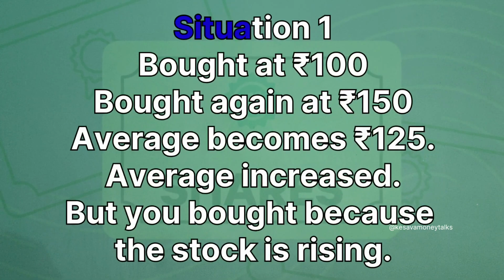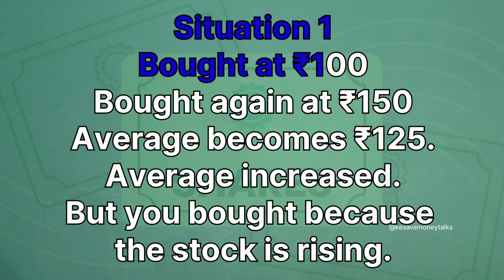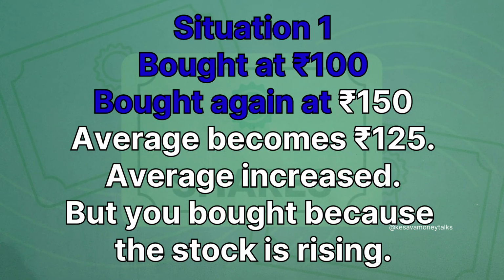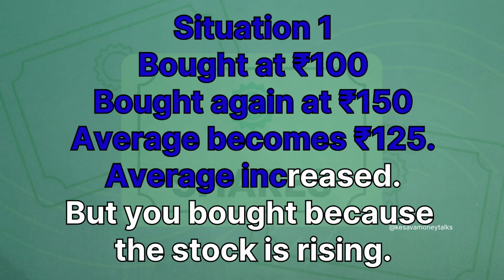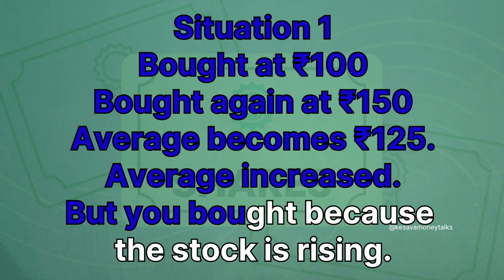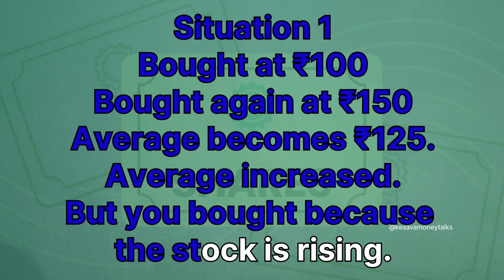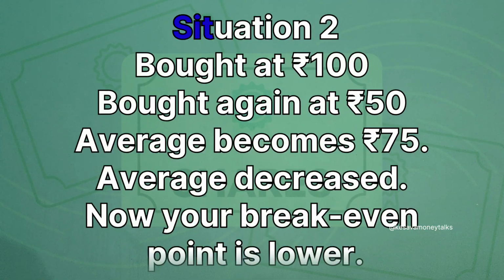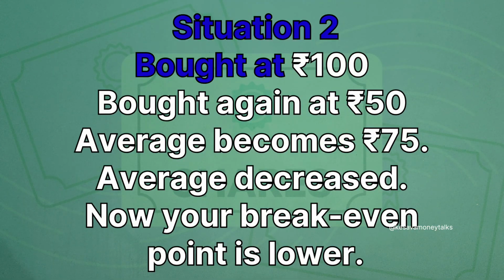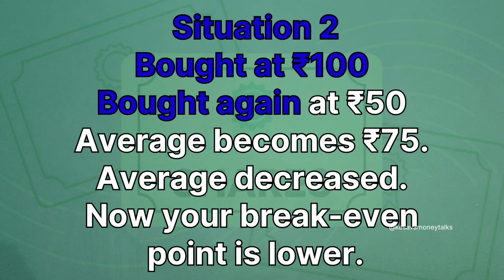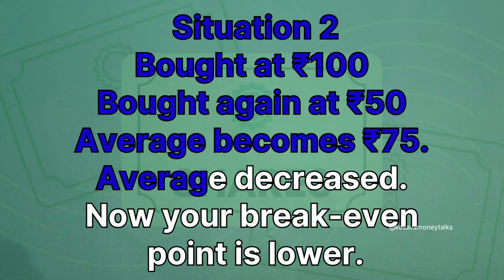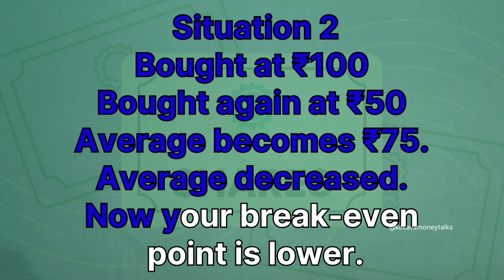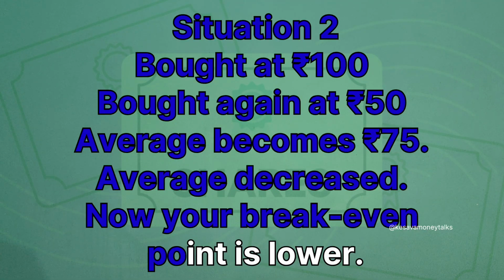Let's compare both situations. Situation 1: bought at 100, bought again at 150, average becomes 125 rupees per share. Average increased, but you bought because the stock is rising. Situation 2: bought at 100, bought again at 50 rupees. Average price becomes 75 rupees. So average decreased, and now your break even point is lower.